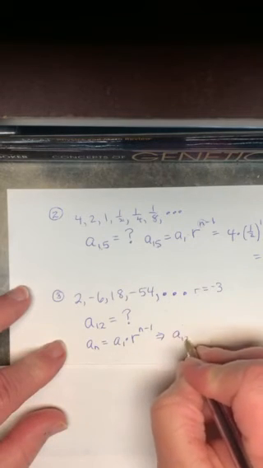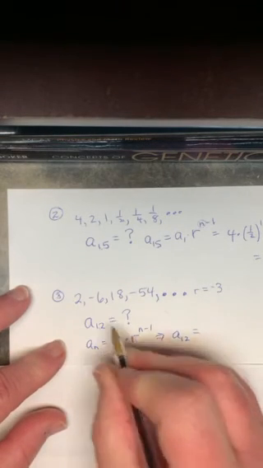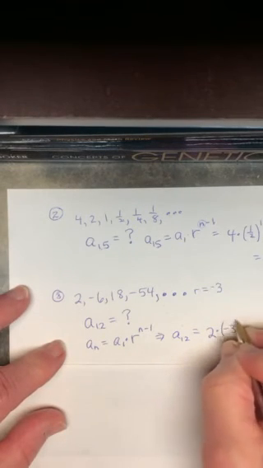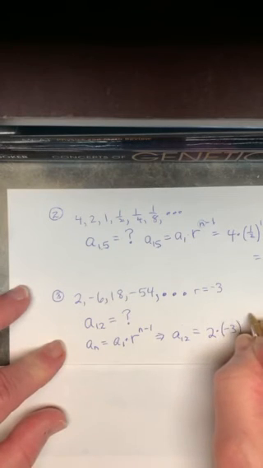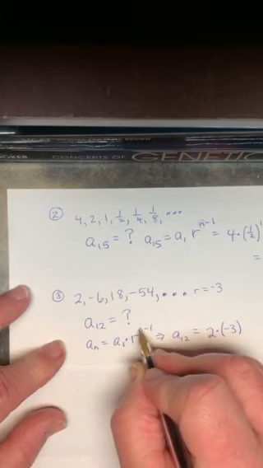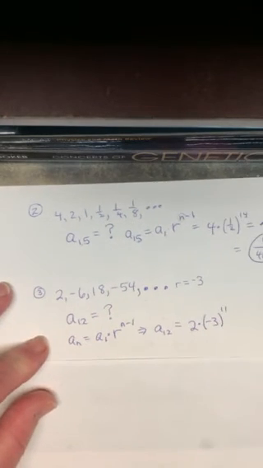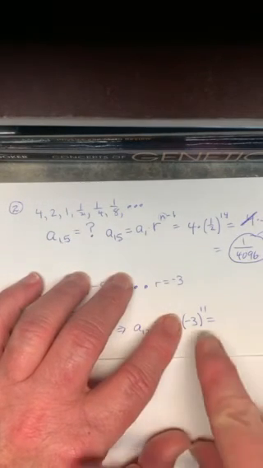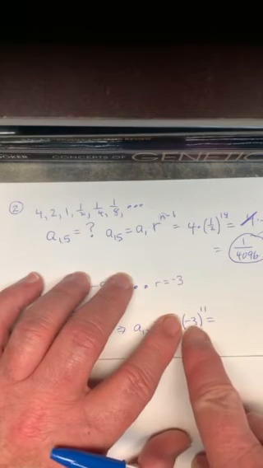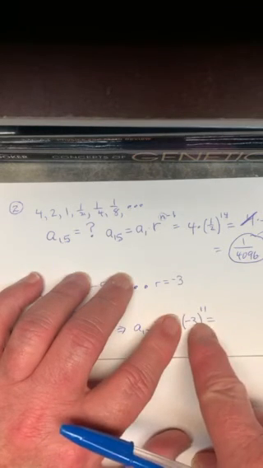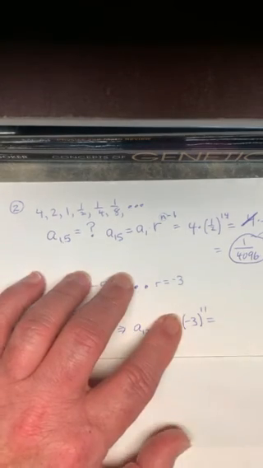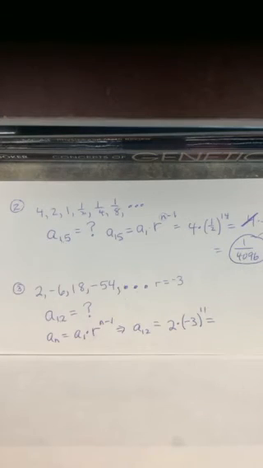So a sub 12 equals a1, my first number is 2, times, what was our ratio? -3 raised to the n minus 1 power. We're looking for the 12th term, so 12 minus 1 is the 11th power. It is not that bad. Always do what's in parentheses first. So guys, careful on your calculator. You've got to put that negative number in parentheses. Don't just type in -3. Put parentheses -3 raised to the 11th.